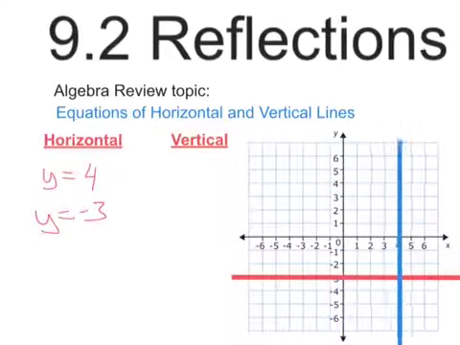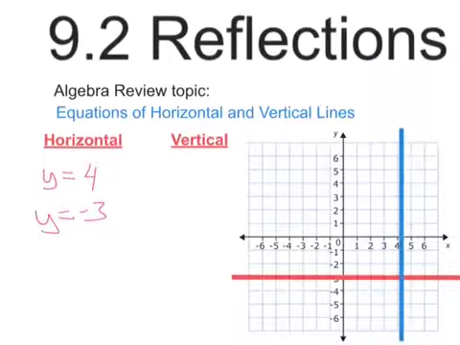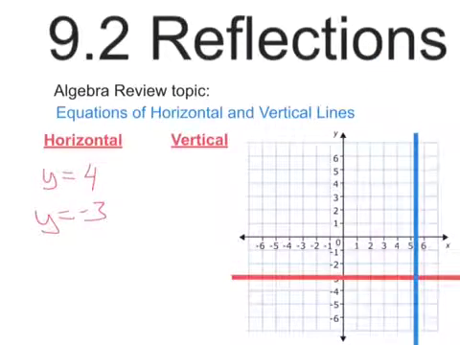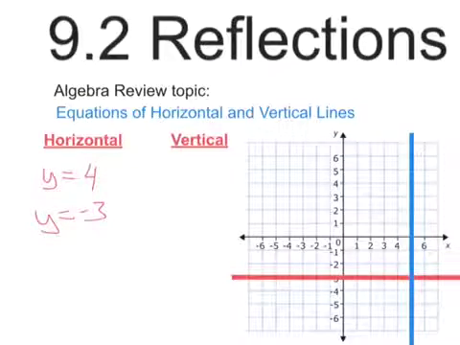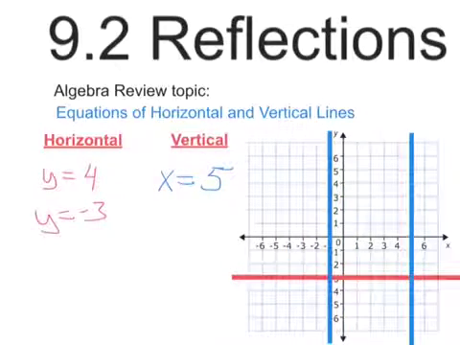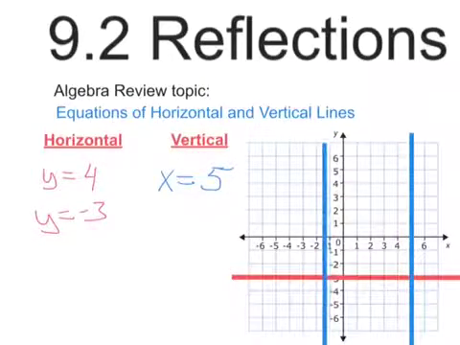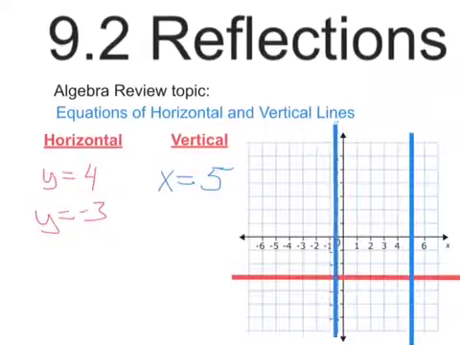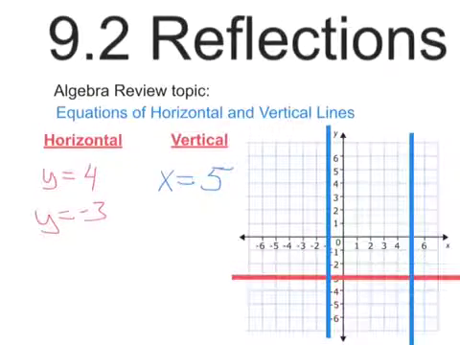Now we can look at a vertical line. Say this vertical line crosses here at 5, where our x-intercept is 5. And so the equation there is going to be x equals 5. And another vertical line, let's say this one crosses our x-axis at -1, and therefore on this line every value of x is going to be -1. So we have x equals -1.